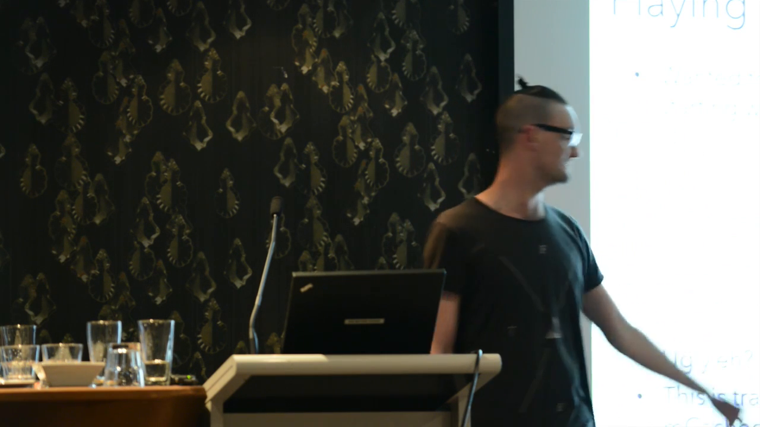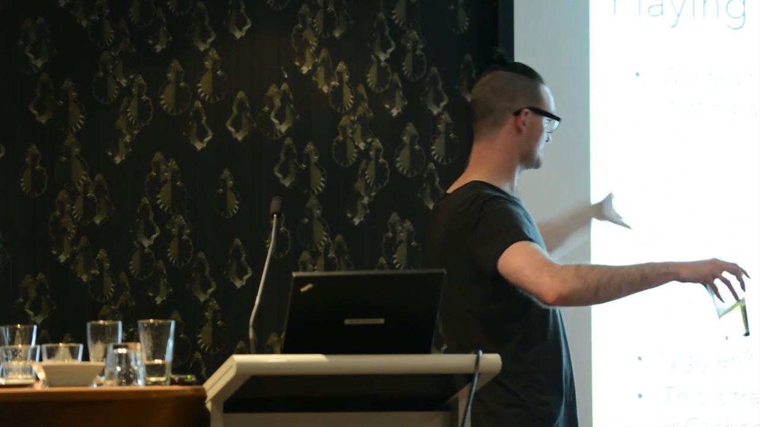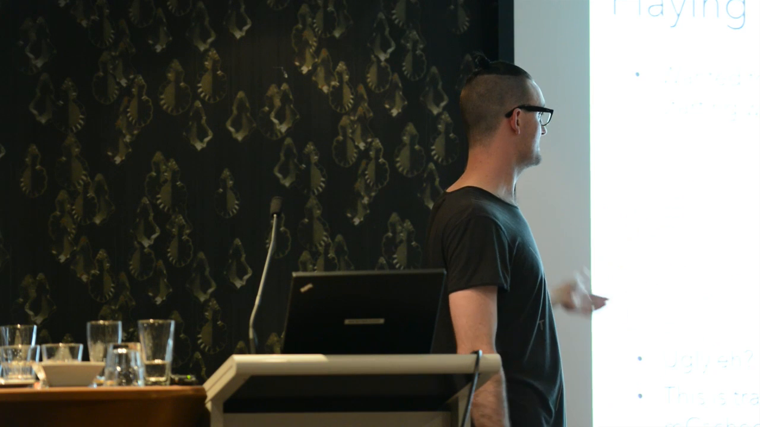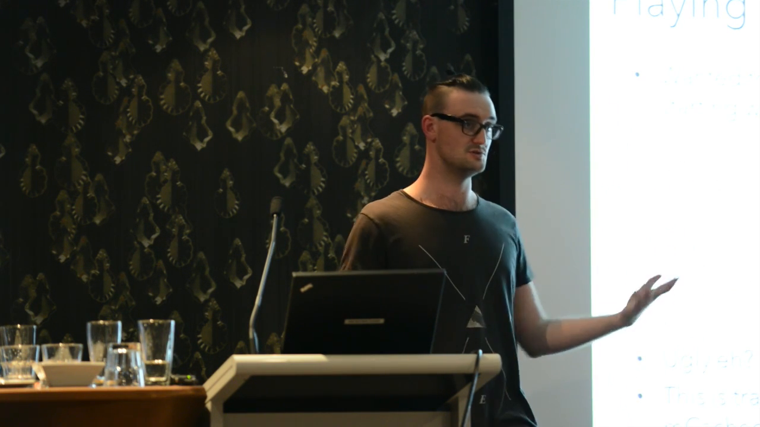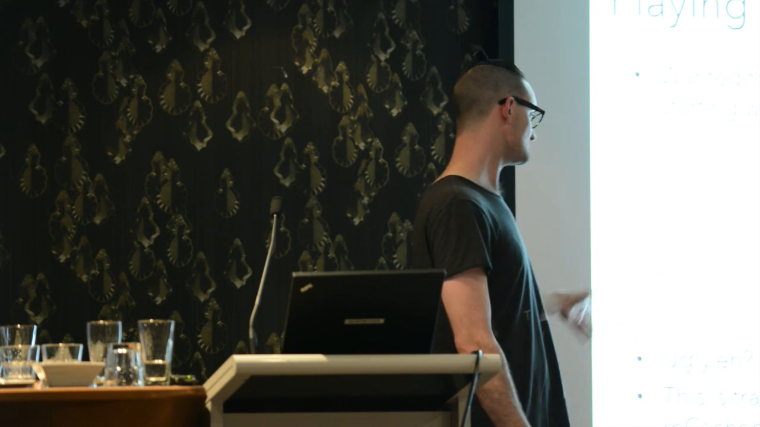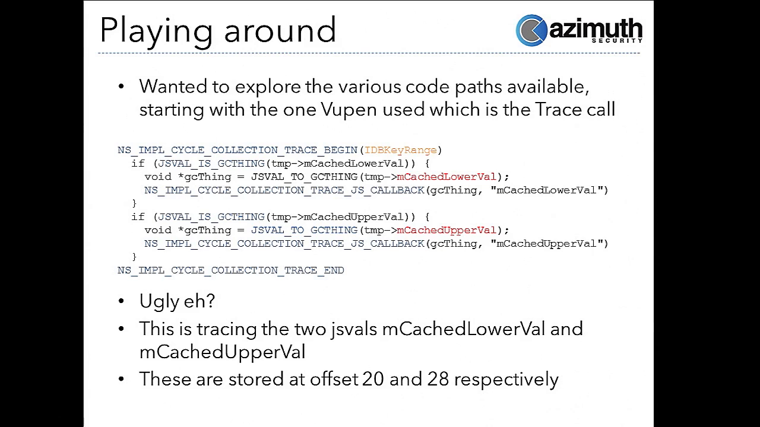It's like, is there an object or a string there? And if it is, it goes and marks that, or retraces that particular thing. It does that for the lower val and upper val, because these can be the two JS vals. And these are stored at offset 20 and 28 respectively inside the object, which is going to come into this later.